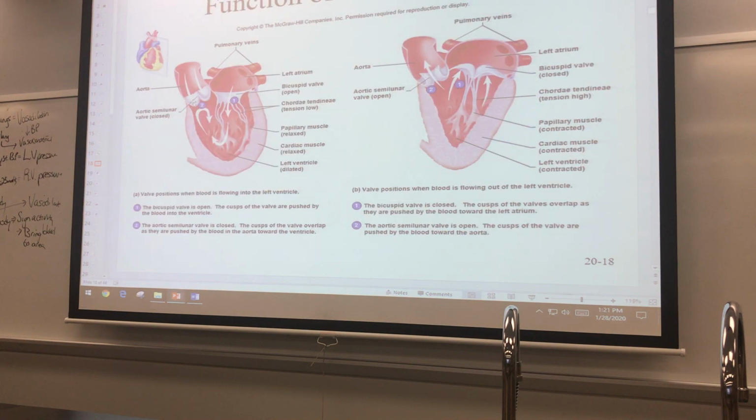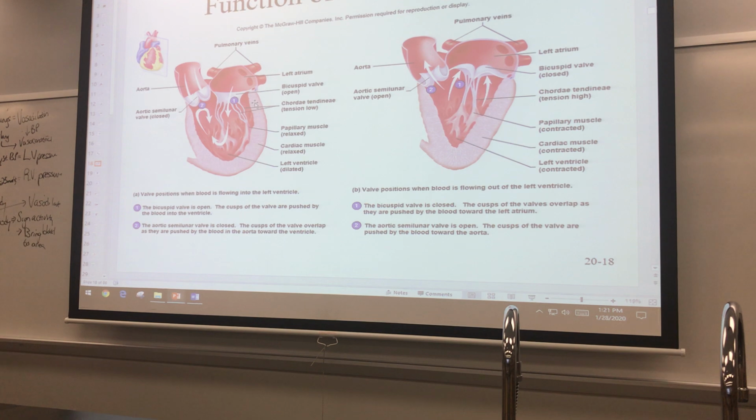So let's take a look right here. So here is the left side. Blood from the lungs goes into the left atrium. Blood from the lungs now is full of oxygen. It goes into the left atrium, and blood is going to go through the mitral valve.